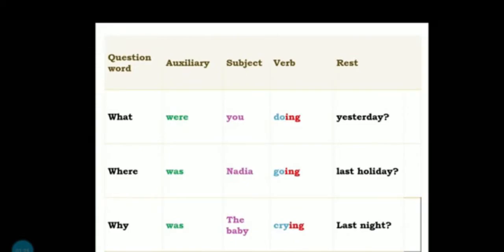So, question word plus were or was plus subject plus verb plus ing. For example, what were you doing yesterday? Where was Nadia going last holiday? Why was the baby crying last night?